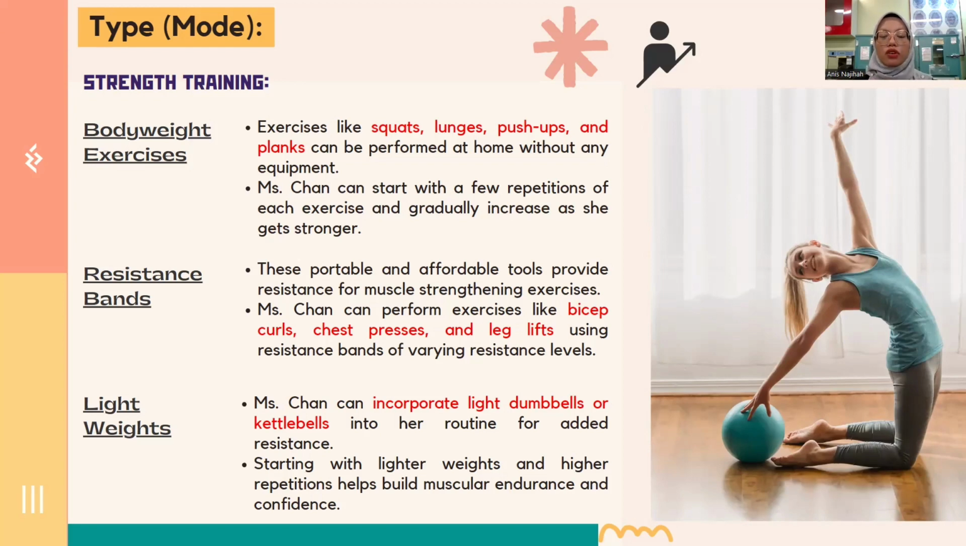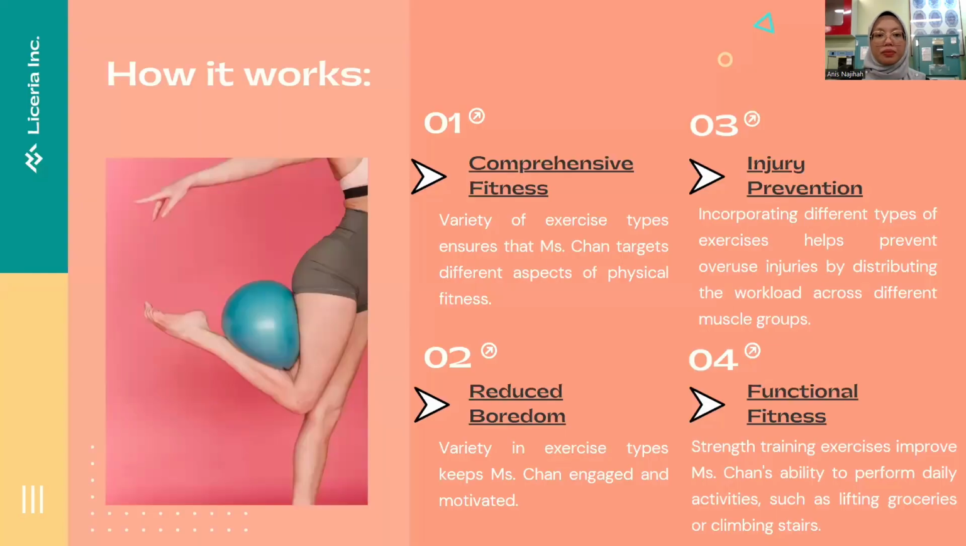The next one is resistance bands. These portable and affordable tools can provide resistance for muscle strengthening exercises. For example, Miss Chan can perform exercises like bicep curls, chest press, and leg lifts using resistance bands of varying resistance levels. And the last one is light weights, where Miss Chan can incorporate light dumbbells or kettlebells into her routine to add resistance. She can start with a lighter weight and higher repetitions, which can help build muscular endurance and boost her confidence.